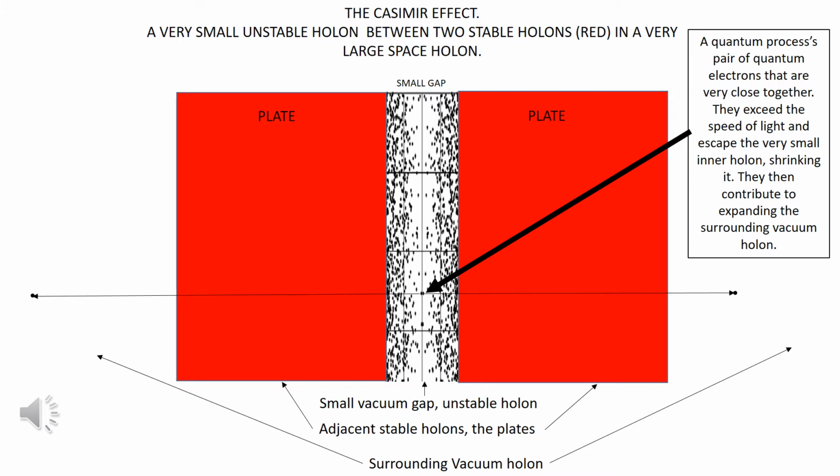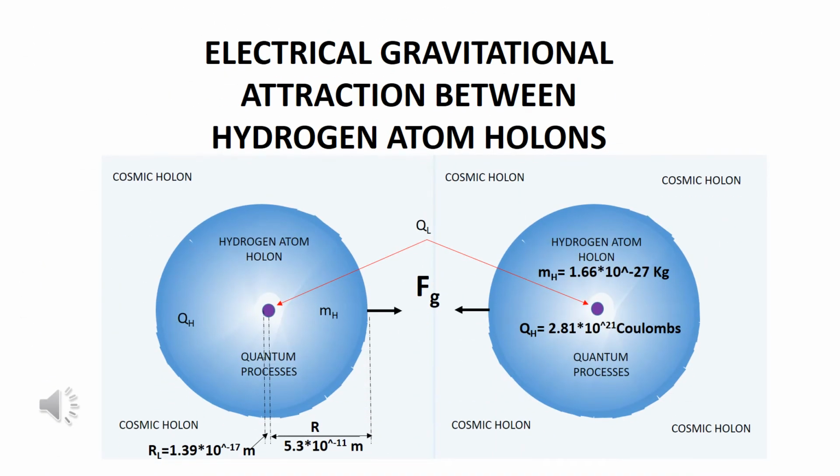So how strong is this force, and can we see it at work anywhere else? Let's have a look at our two hydrogen atom holons again. To get a direct comparison with the hydrogen atoms that we looked at earlier, we will take them to be 1 meter apart. Hydrogen atoms and hydrogen atom holons are tiny, with a Bohr radius of 5.3 times 10 to the minus 11 meters.